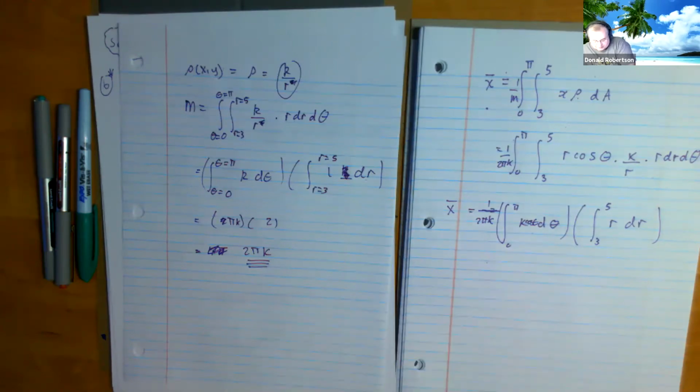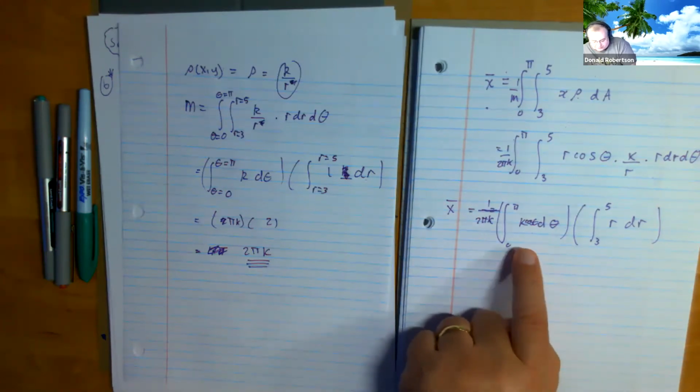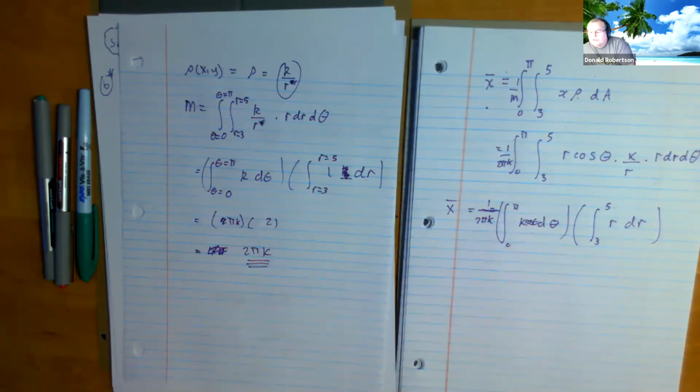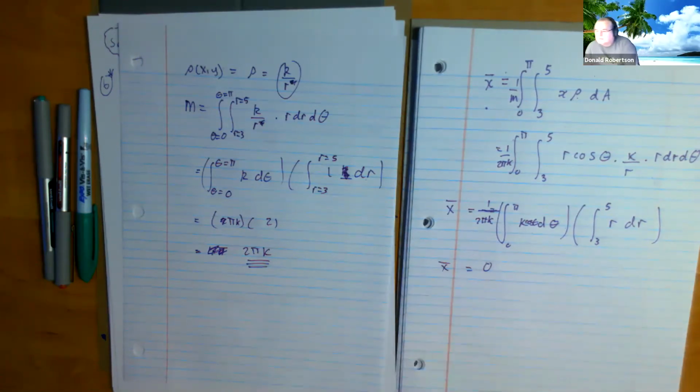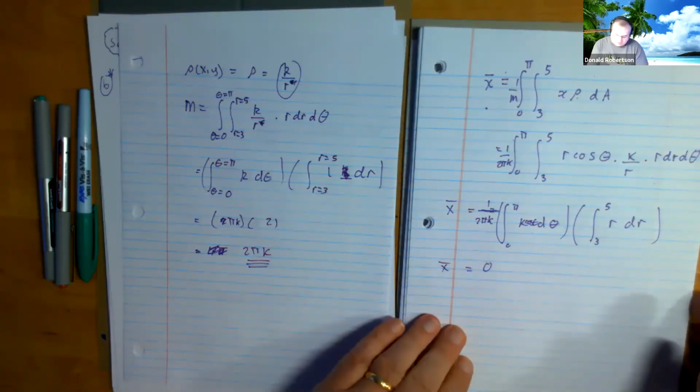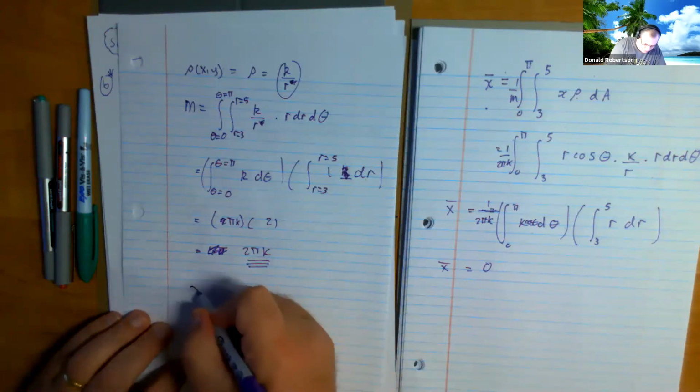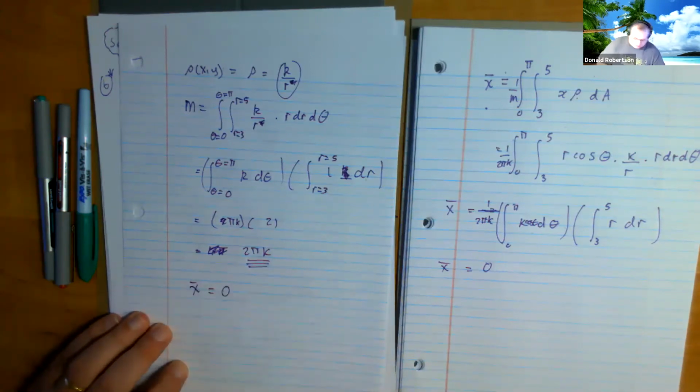And I'm going to make my life dead easy. What's the integral from 0 to pi of k cosine theta d theta? It's a very easy number. The integral from 0 to pi of k cosine theta. 0. Yeah, so that whole thing is 0. If you know something's 0, why bother doing the rest of the work? So we now know that x bar is 0.